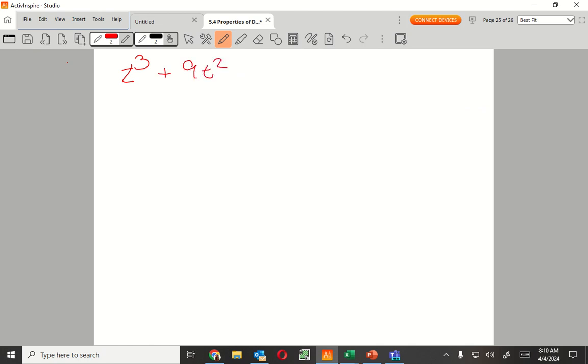Oh, it should be minus. Plus 15t from 0 to 6. So let's start by plugging those in. So t to the third, so 6 to the third power.